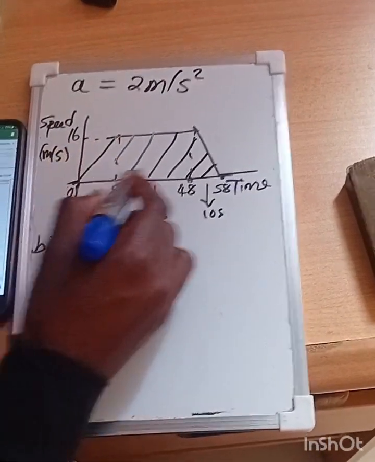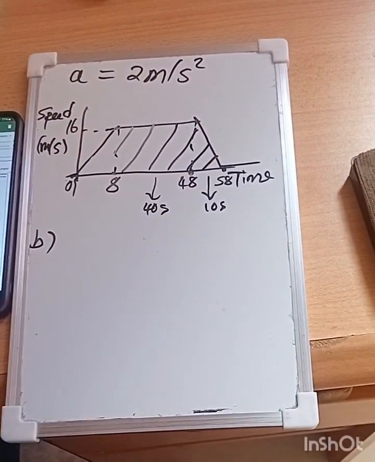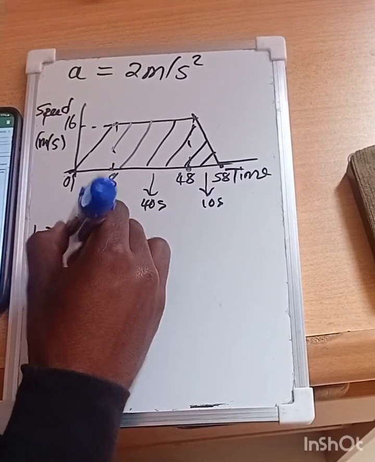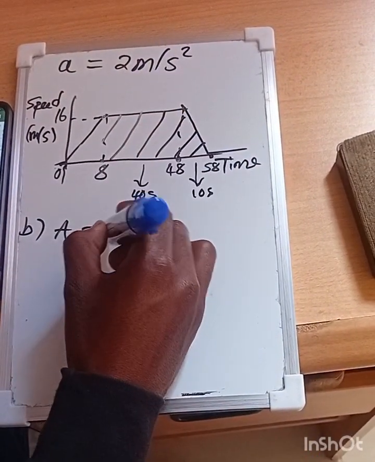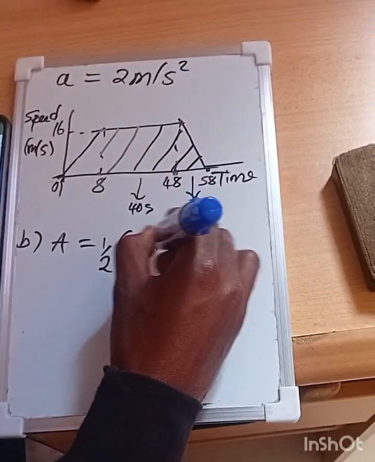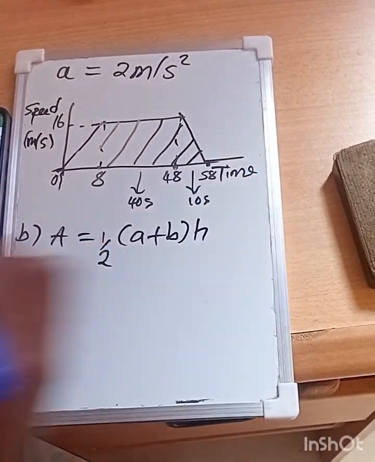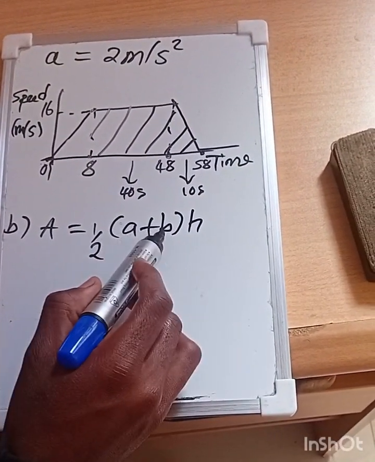So this shape formed is a trapezium. So we need to find the area of a trapezium. The area of a trapezium will give us the distance in the last 50 seconds, which is half (a plus b) times height. Okay, so you need to identify the a, b, and the height.